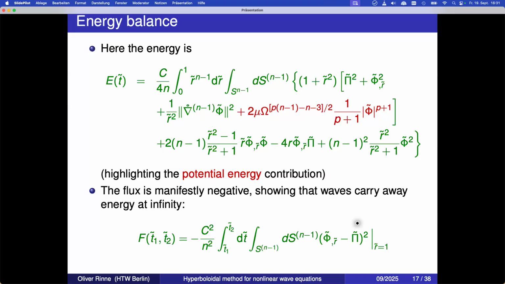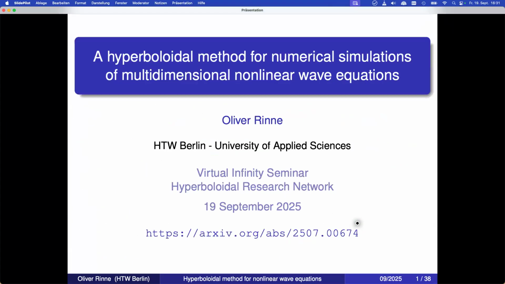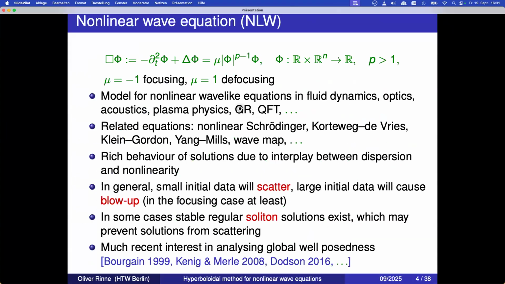Or maybe I forgot the name. It was about the sign of the mu, wasn't it? They both blow up. Yeah. So let me show you the equation again. If this mu is equal to -1, then you have this focusing equation, and then typically for large initial data you have blow up. Yes, sorry, I forgot the names.